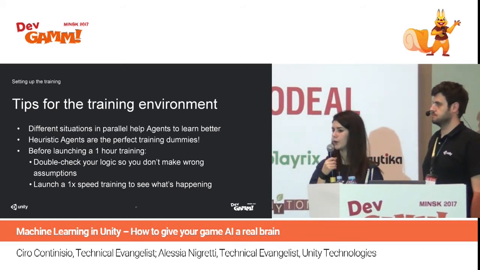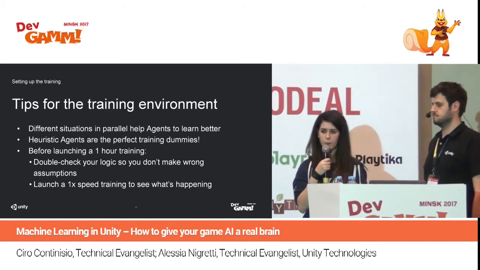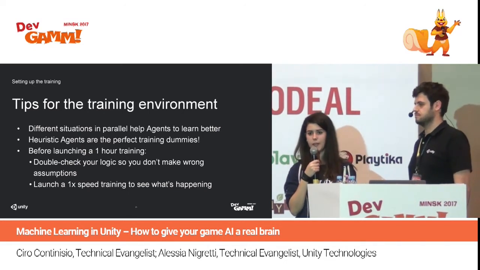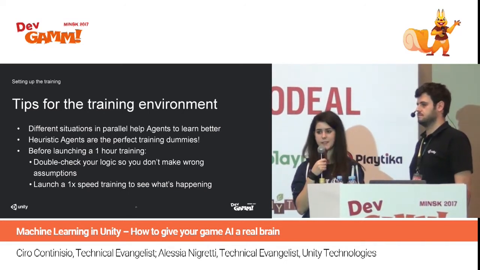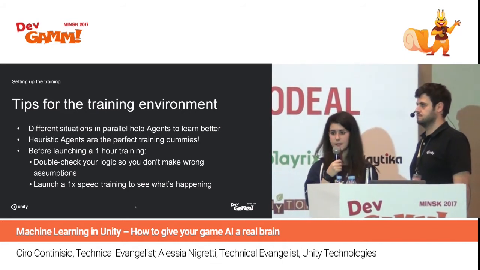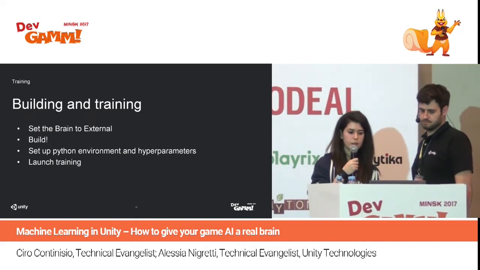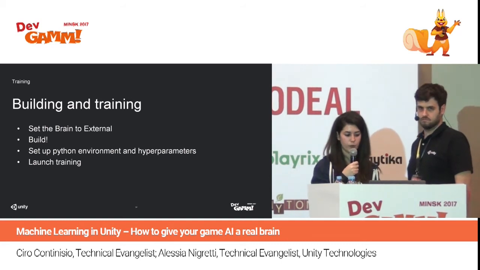So it's not about how good you are at programming, because in machine learning, you can make wrong assumptions. We did it when we wrote our first algorithm, and then after we ran it a few times, we realized that there were many things that weren't working. And also, as I said, you can set the time scale to normal speed so that you can see what's happening in real time.